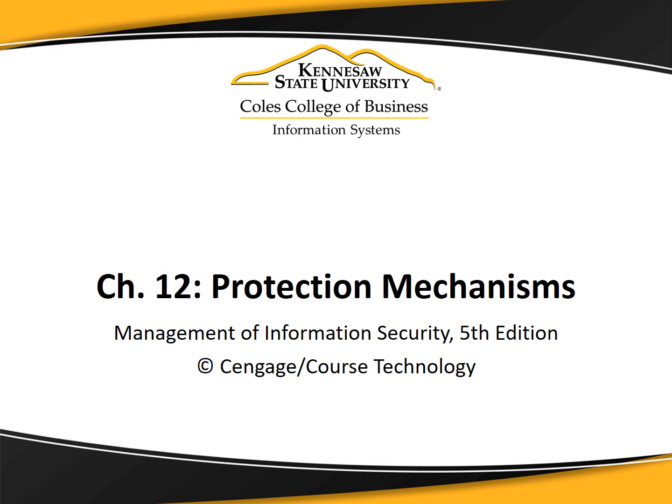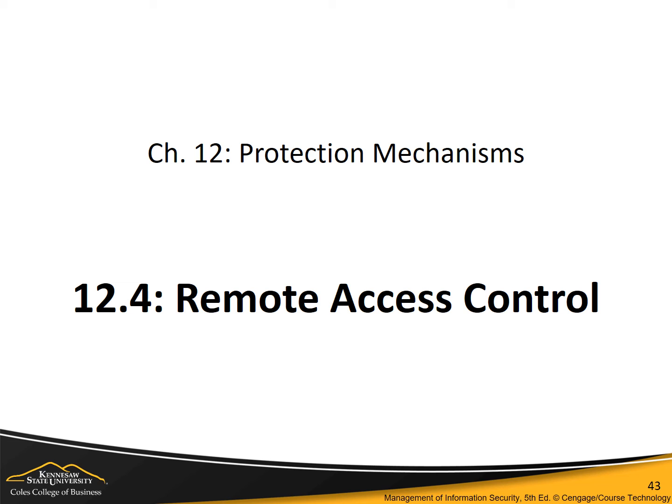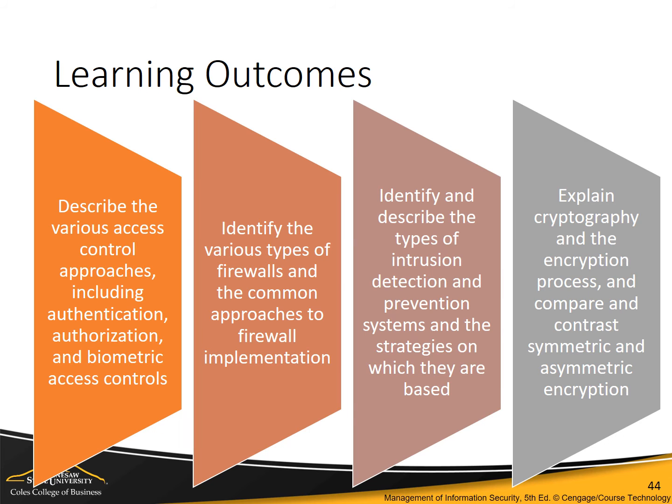We continue Chapter 12, Protection Mechanisms. This is Section 4, Remote Access Control. This section will discuss the last learning outcome: explain cryptography and the encryption process, and compare and contrast symmetric and asymmetric encryption.